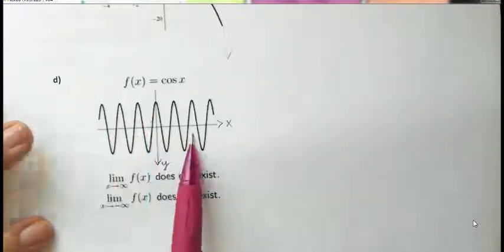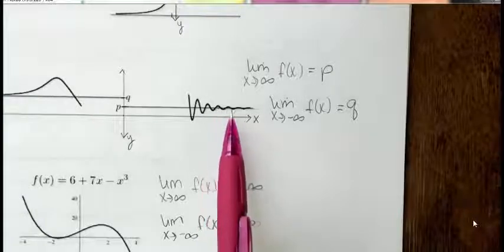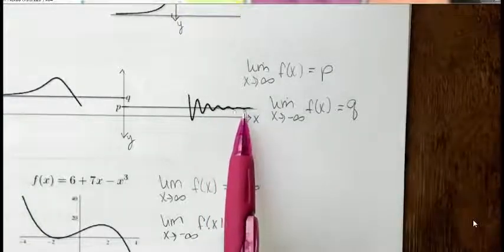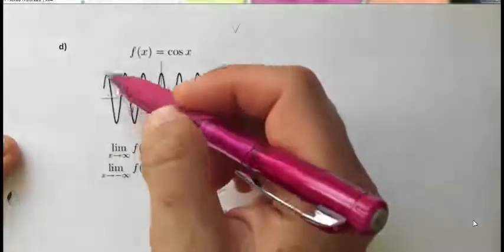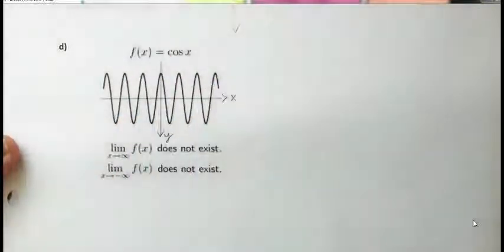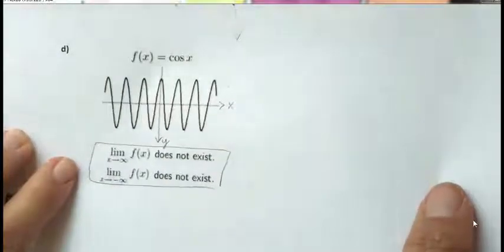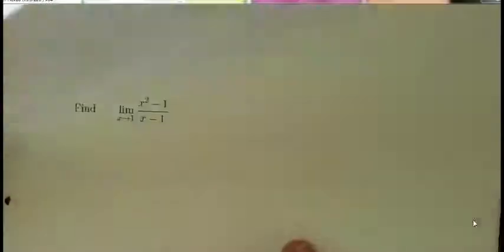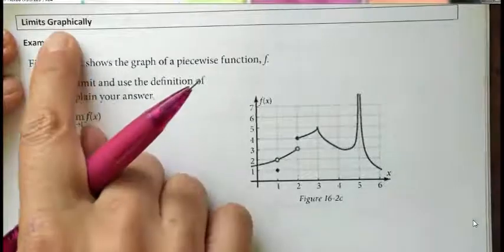See how these oscillations are a bit different than B? Those oscillations got smaller and smaller so that they were actually approaching that output of P. These don't. They just keep going exactly the same amount above and below the x-axis, so they don't approach one specific output. So these are the answers. I didn't do a good job of copying that. Okay, so at this point, you should be good to go on finding limits graphically.